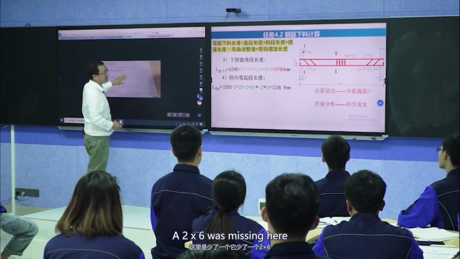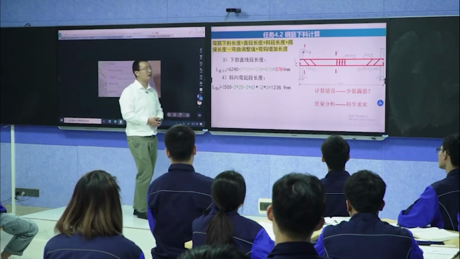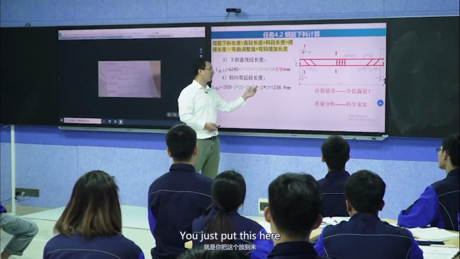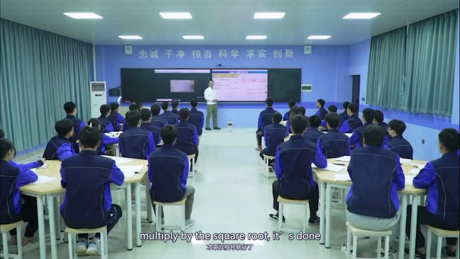A 2 by 6 was missing here, and then multiply by a square root at the end. You just put this here. It is the horizontal projection of the diagonal. Multiply by the square root, it's done.